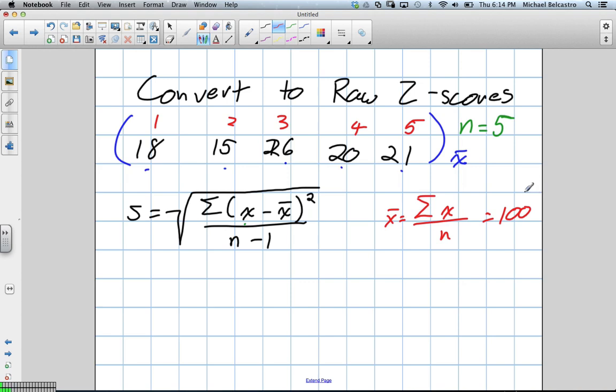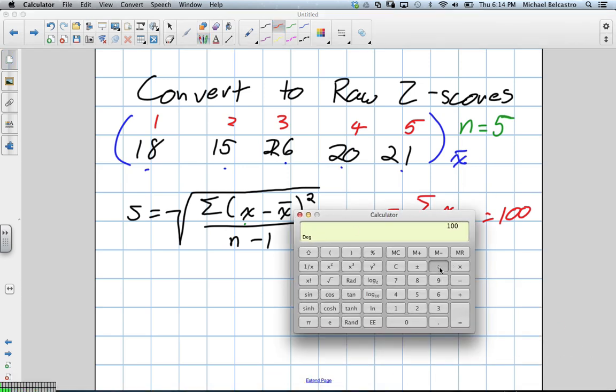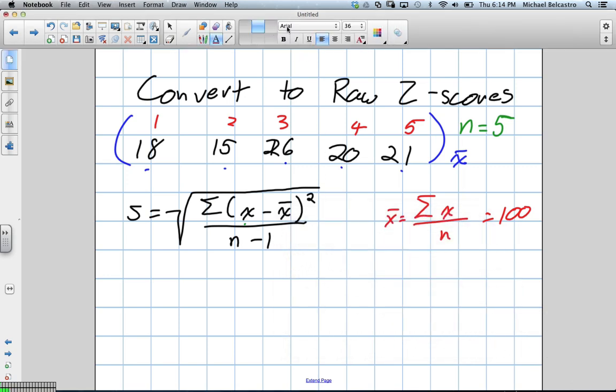Okay, so our mean is, of course, it's not 100. What did we forget to do there? Or what did I forget to do? Divide by 5, which means it's 20. 100 doesn't make sense for a mean. Scratch that out. Okay, so our x bar is 20 in this case.